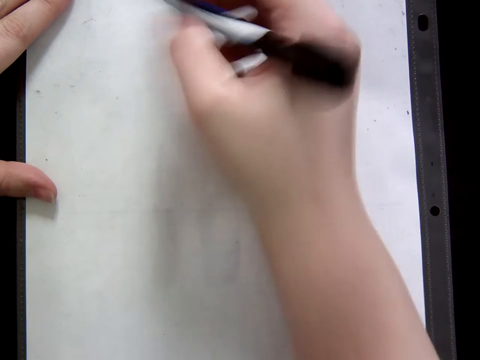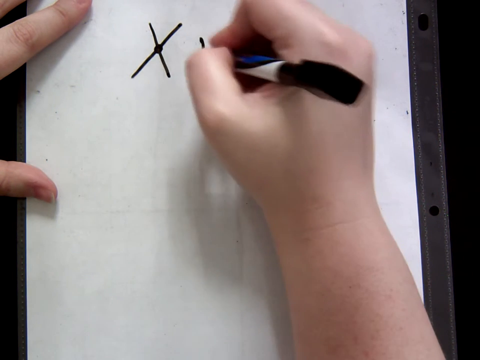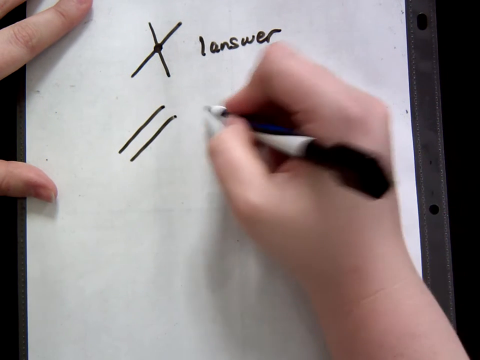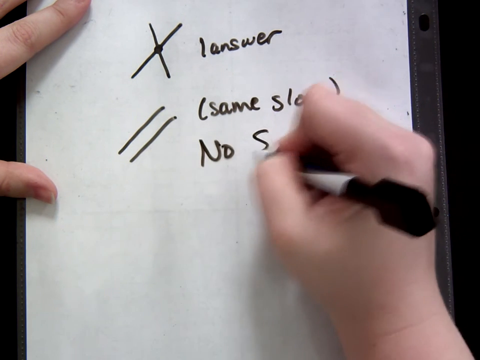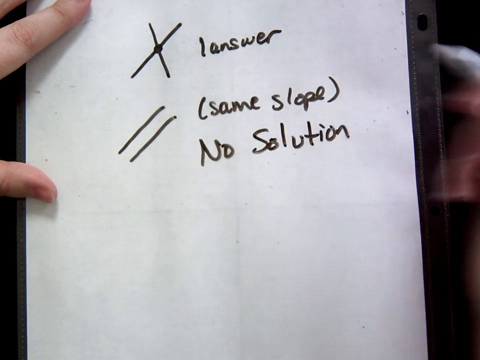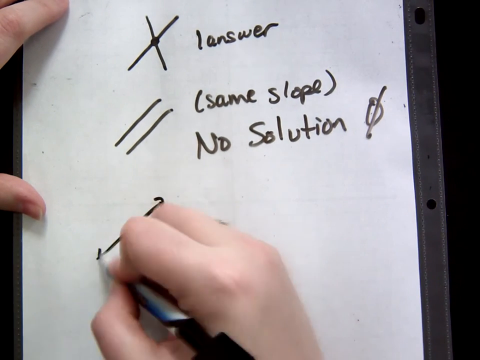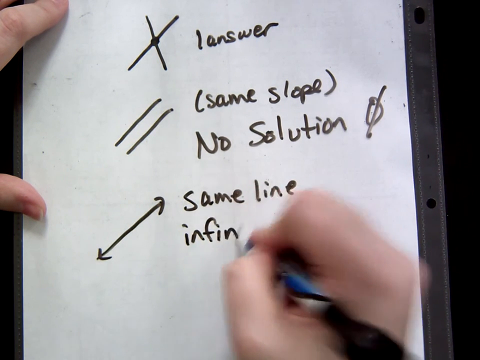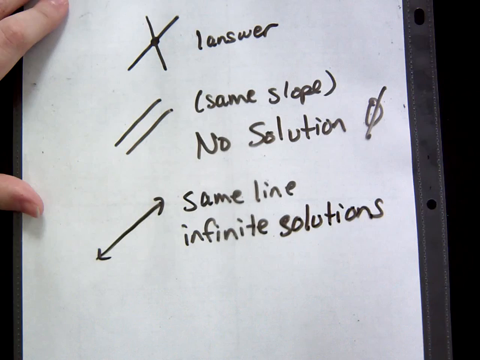Alright, so again, remember, if you end up with two lines that cross, there's one answer. If you end up with parallel lines, which have the same slope, it's no solution. It's a null set. But if it is the same line, it means there are infinitely many solutions. All right.